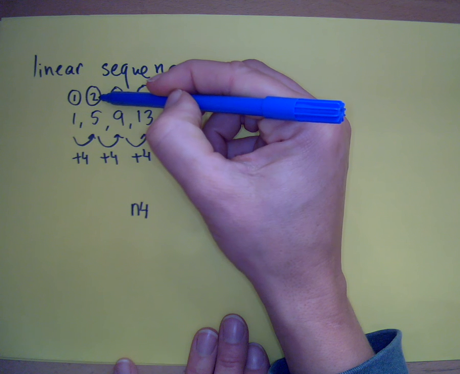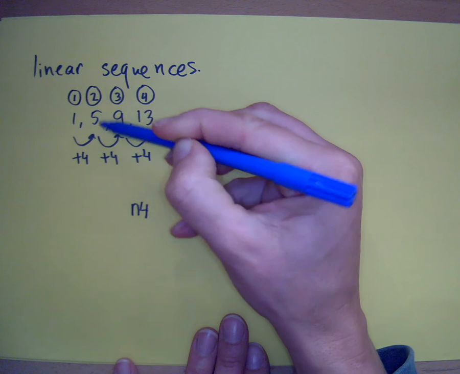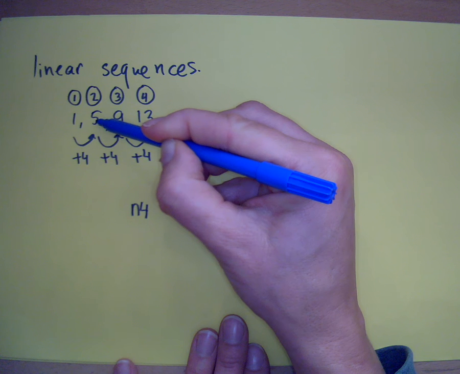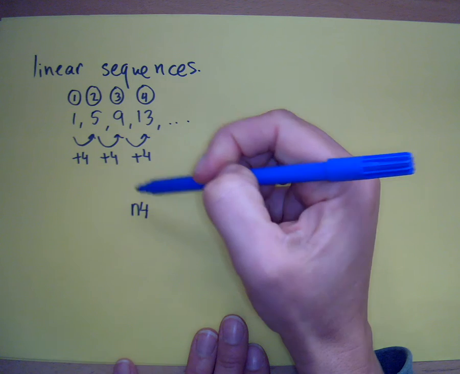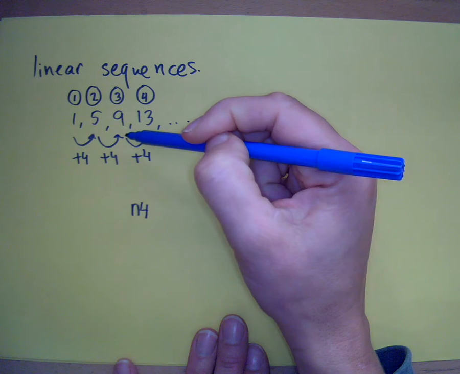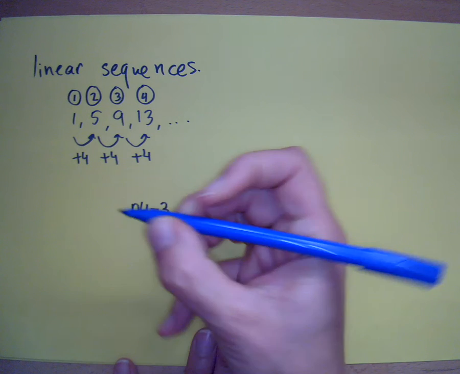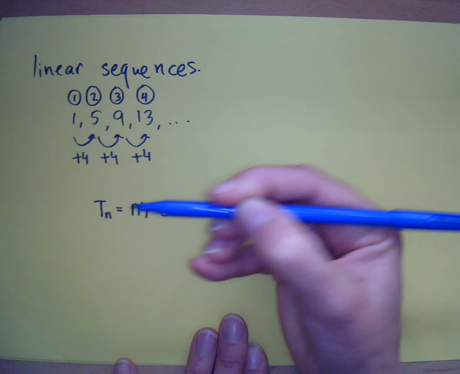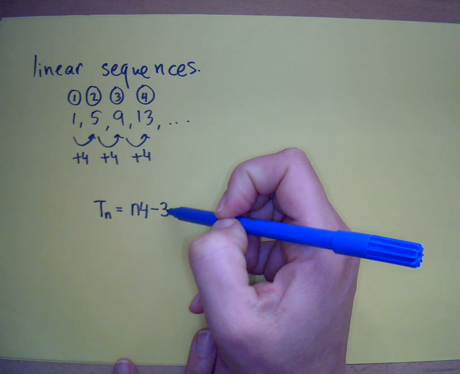The second term, n is 2. 2 times 4 is 8. The value is not 8, it's 5. That's 3 less again, right? Is it 3 less here as well? 3 times 4 is 12. 9 is 3 less. So it looks like to get to the value of any term, we multiply the term number by 4 and then subtract 3.